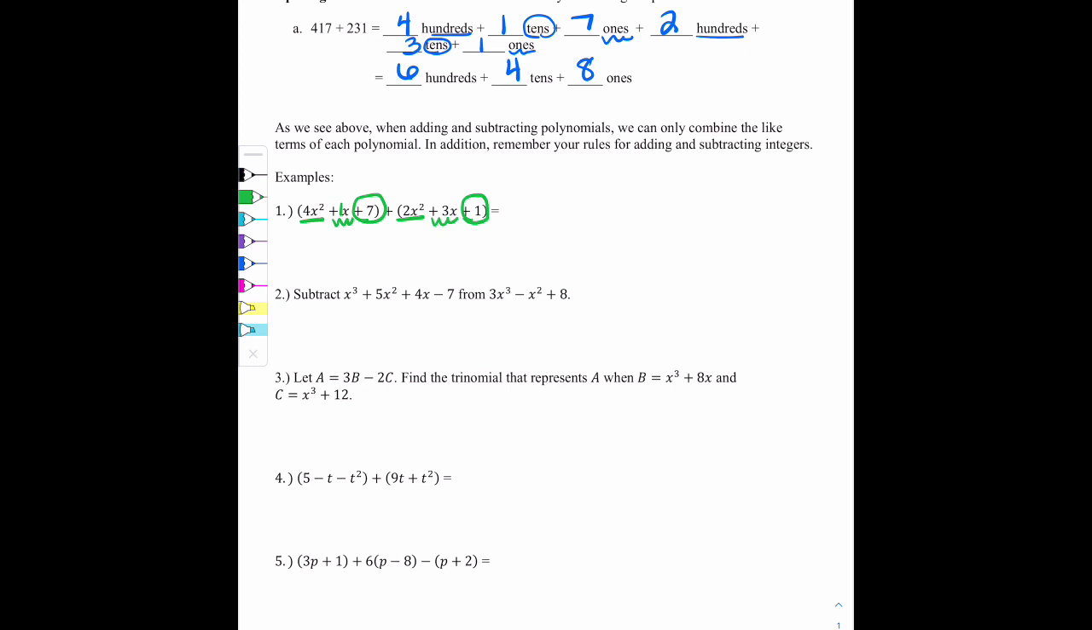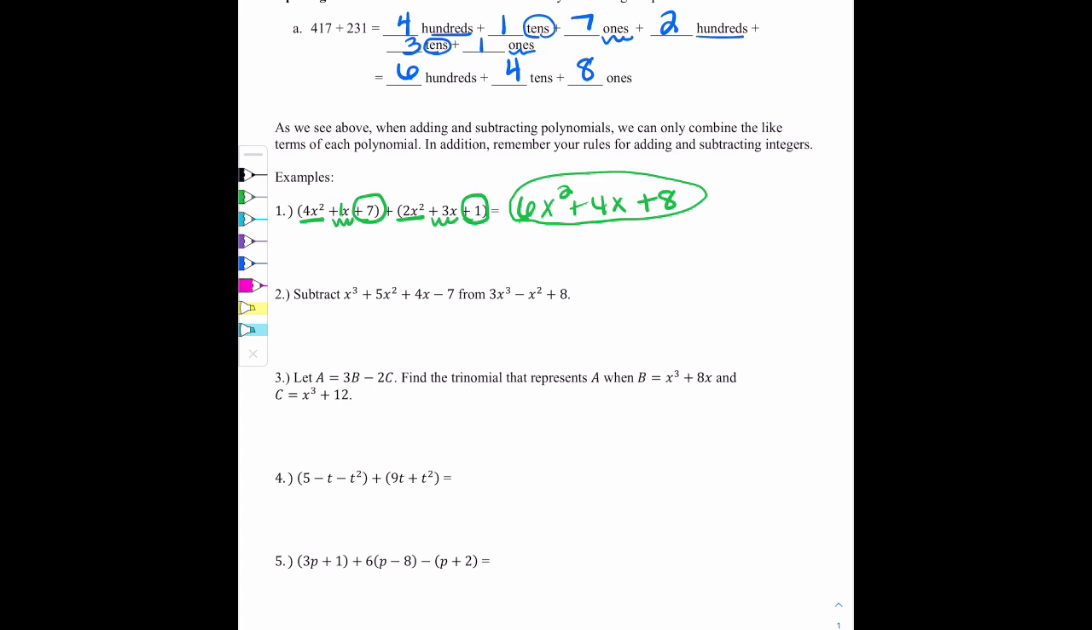So now we can add up the things that are alike. 4x squared plus 2x squared would be 6x squared. 1x plus 3x would be 4x. And 7 plus 1 would give you 8. So now I have all unlike terms strung together in descending order, which we talk about in our vocabulary. And now my answer is complete, 6x squared plus 4x plus 8.